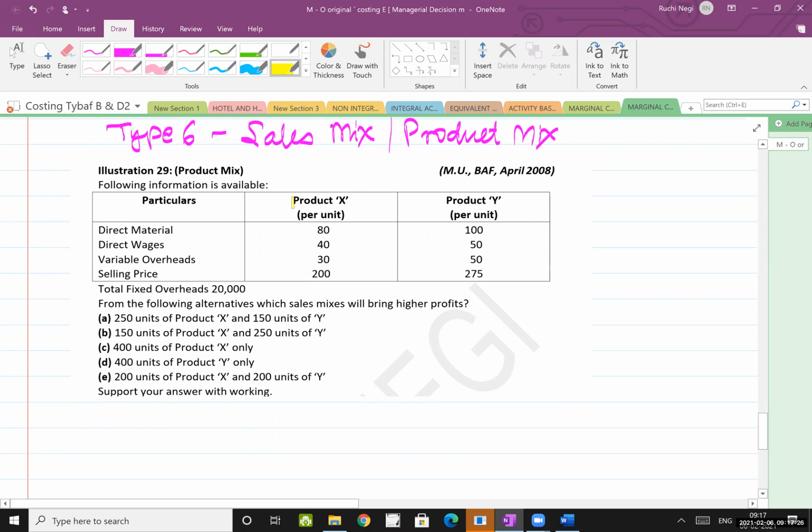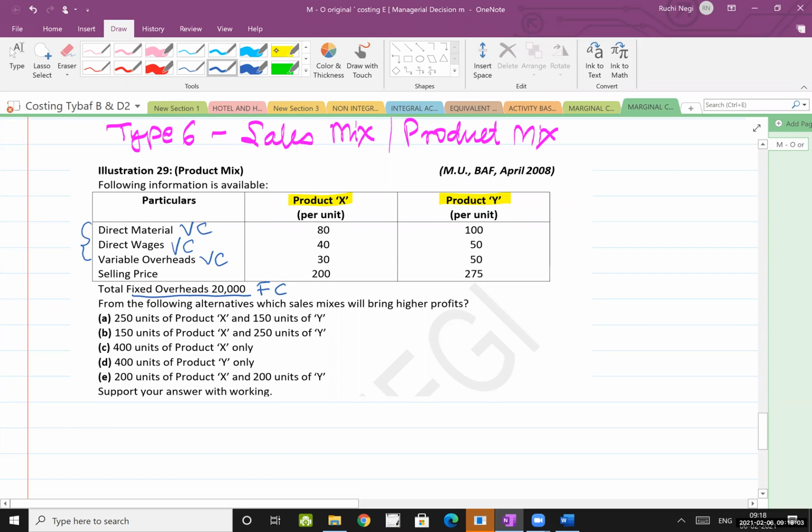You have two pieces of information, of two products, product X and Y, per unit. Obviously, information will be given per unit only. So direct material is my variable cost. Direct wages, variable cost. Variable overheads is my variable cost. So I have three variable costs with me. Next, selling price is also given, good. Fixed overheads is also given, meaning fixed cost.